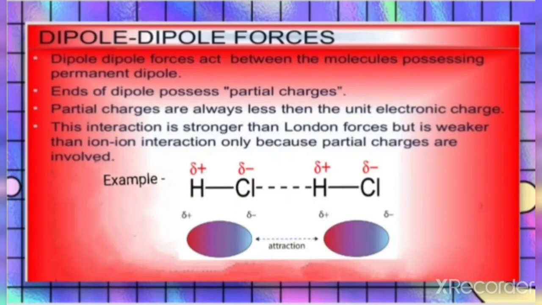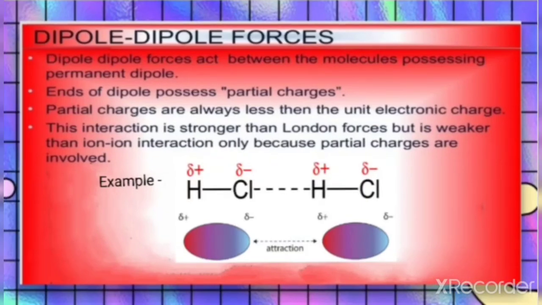The partial charges are always less than the unit electronic charge. So this interaction is stronger than the London forces, but it is weaker than the ion-ion interaction, only because here partial charges are involved. So this force of interaction existing between the two dipoles is called dipole-dipole interaction.